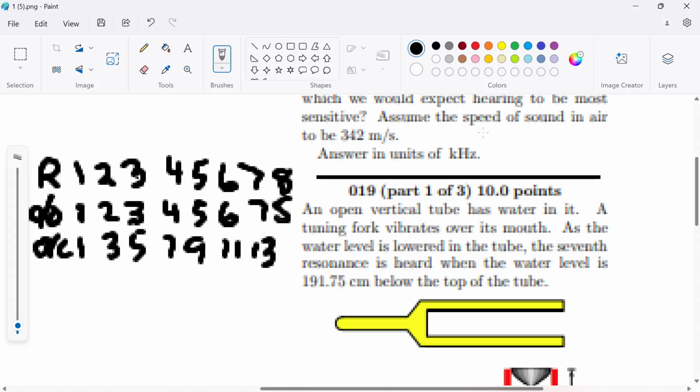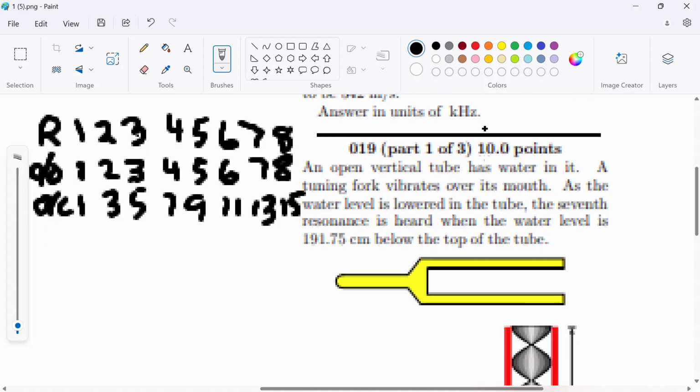So in an open, the resonance and the harmonic are the same number. In an open closed, the resonance has to be multiplied by 2 and then 1 subtracted to get the harmonic. 8, 15. So that gives it two different formulas.